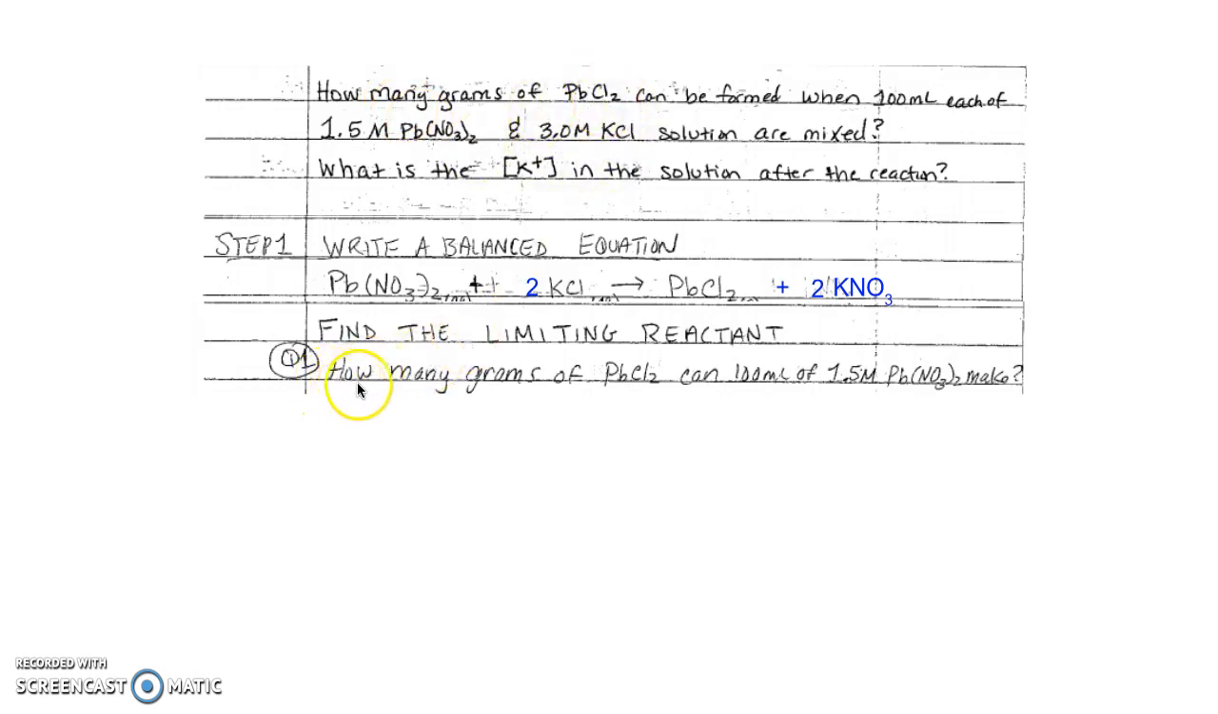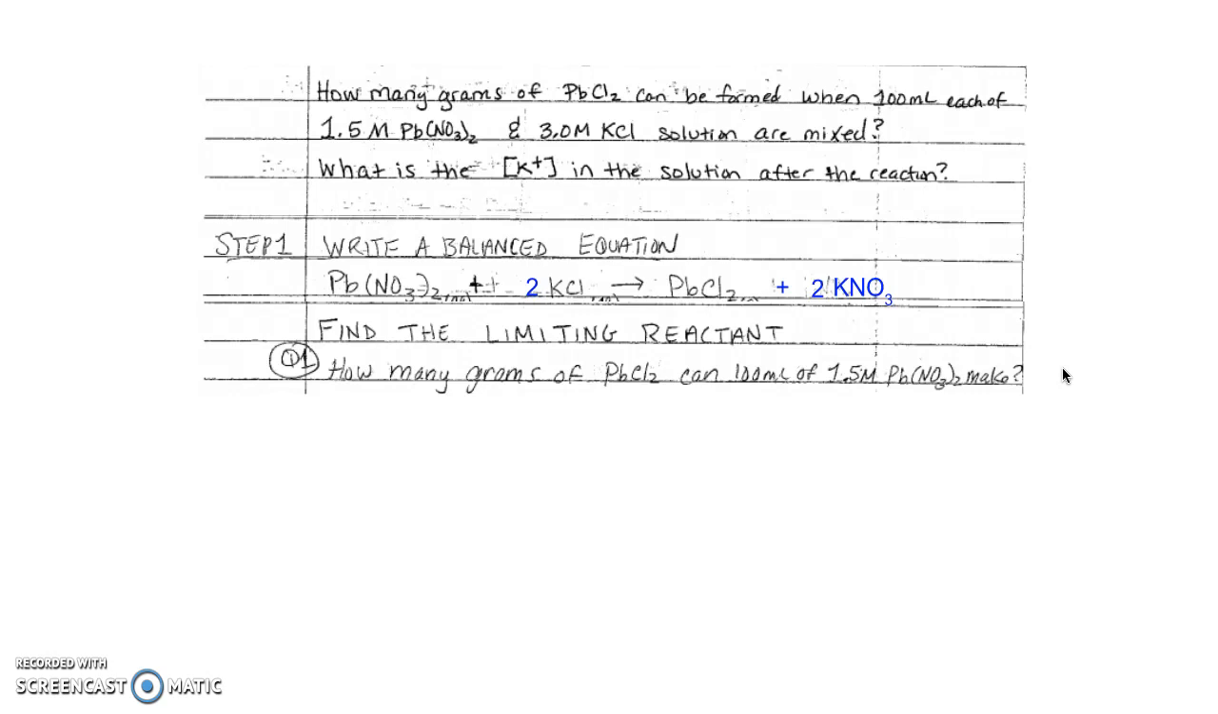So the first question I ask myself is how many grams of lead chloride, my product, can I make from 100 milliliters of a 1.5 molar lead(II) nitrate solution? And so I'm going to use the same steps that we've done before.